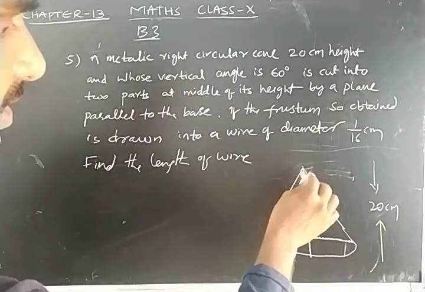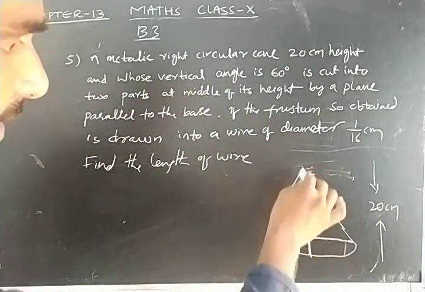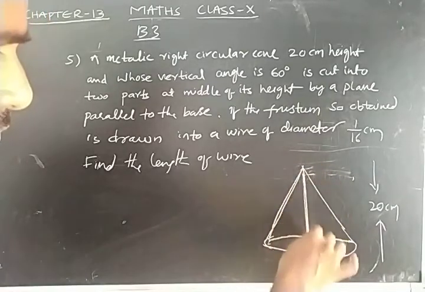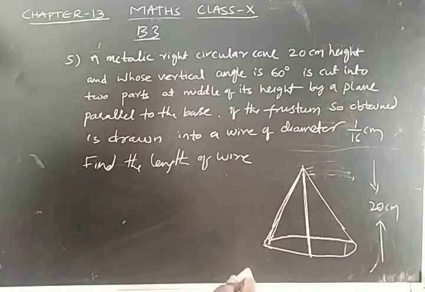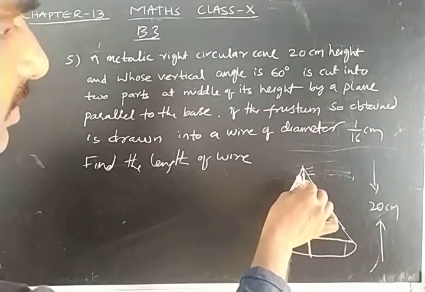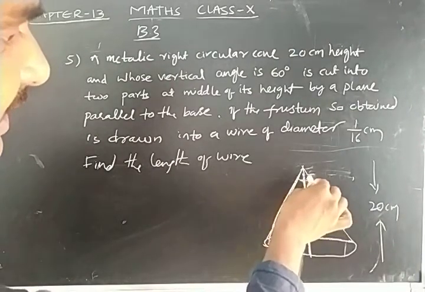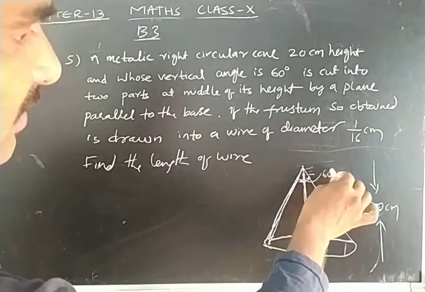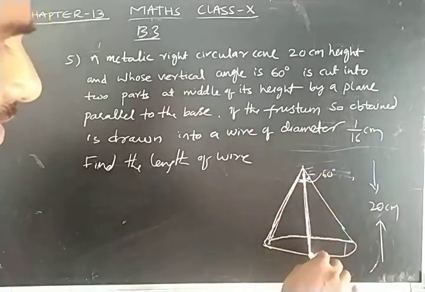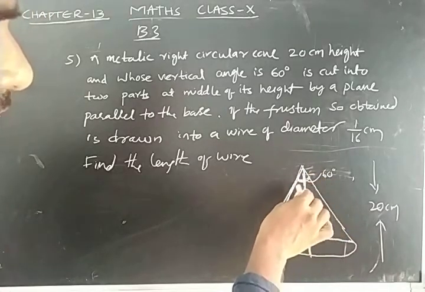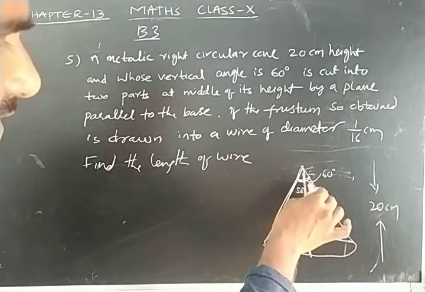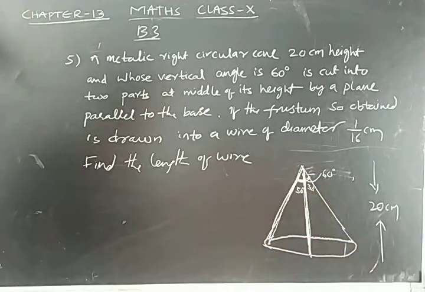Vertical angle means this is the axis of the cone and this is the slant height of the cone. This is the height of the cone, this is the slant height of the cone. The angle between them is called the vertical angle. This is 60 degrees. If it is 60 degrees, then the angle between the slant height and height of the cone will be 30 degrees, right?